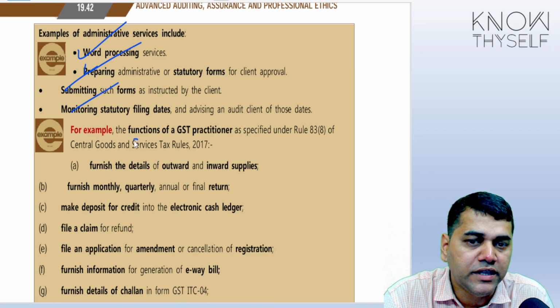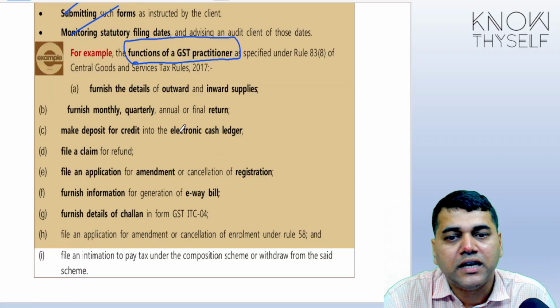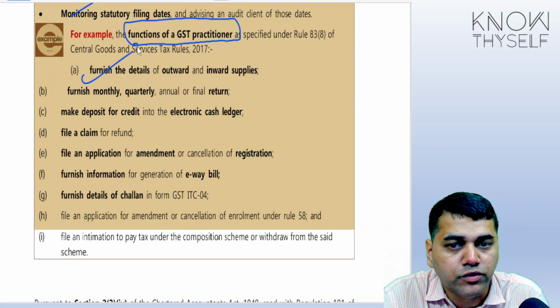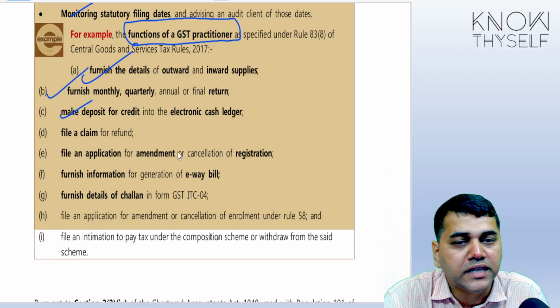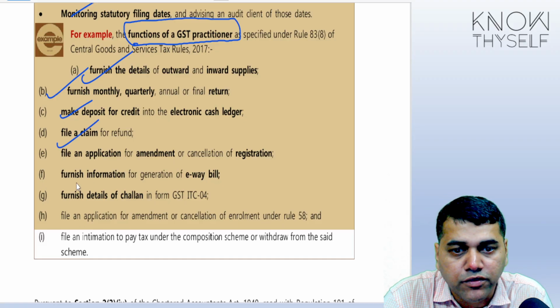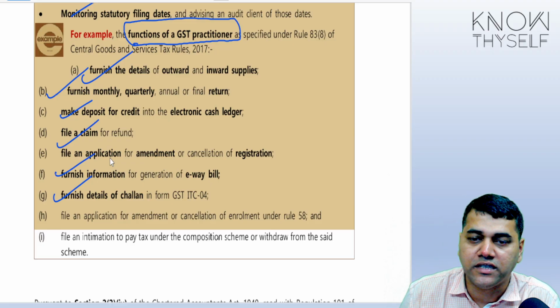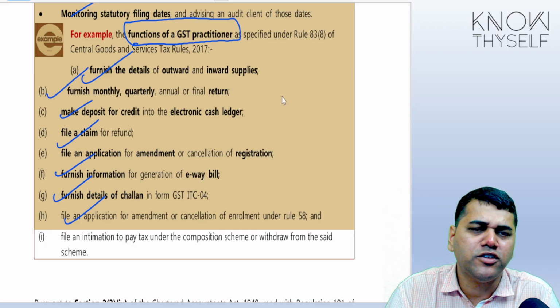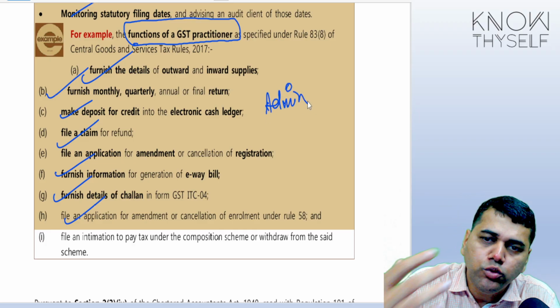For example, when we got to functions of a GST practitioner, what all the administrative work, like furnishing the details of inward and outward supplies, monthly quarterly returns, depositing of the money in the cash register, filing of the refund claim, filing of the e-way bill, furnishing the details of GST challan, filing an application for amendment. See, these are all the work. These are all admin related works. So you can do to assist.